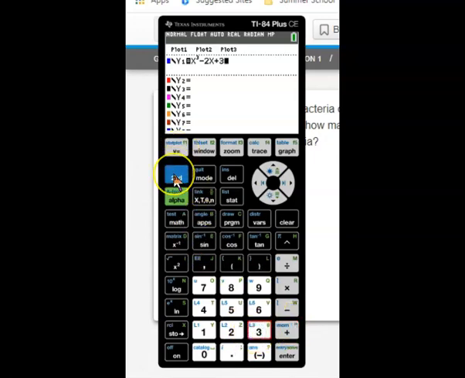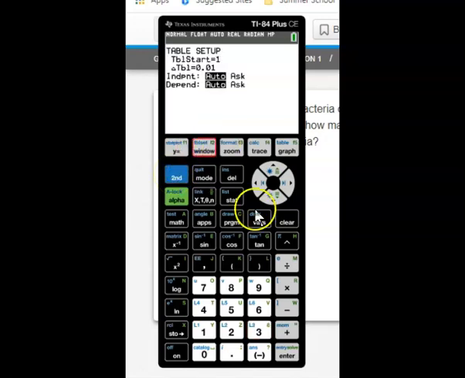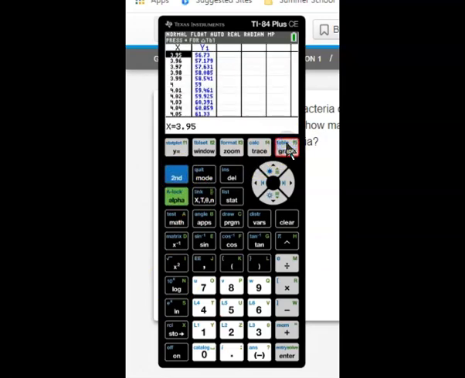Now I want to set my table, so I'm going to go second window, and I want it to start at 3.95. That's what I just decided. I want to see something really close to 4, and I want to go in small increments. Here, I can just hit 0.01. It looks like it's already set to that, but I'll just make sure it is. And then step 3, I'm going to hit second table.